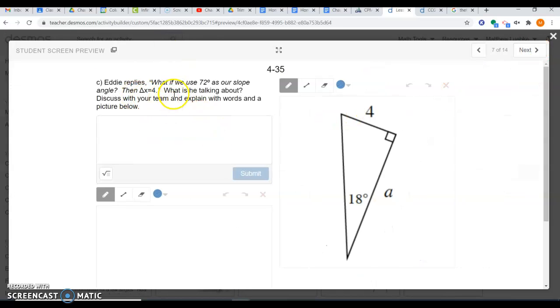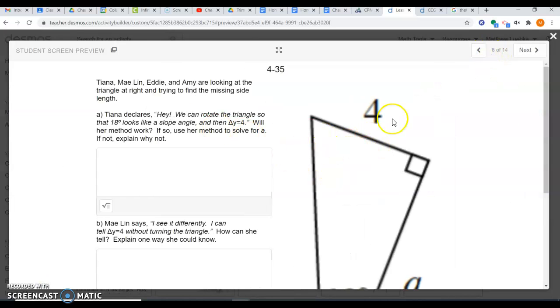Here we have Eddie, who's changing the viewpoint a little bit, saying that we could use the 72-degree angle, which would be right up here, so our slope angle would be 72 up here, and that means the change of x would then be 4. What is he talking about? If you're working in a small group online, discuss it; if you're working at home, you don't have to discuss this with anybody, but just think about it. Explain in words why that 4 now becomes the change in x, where previously 4 would have been the change in y, according to Tina and Mei Ling.